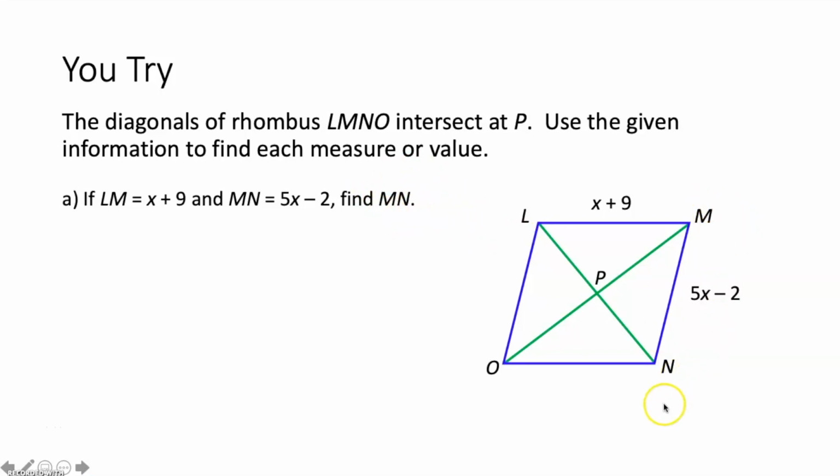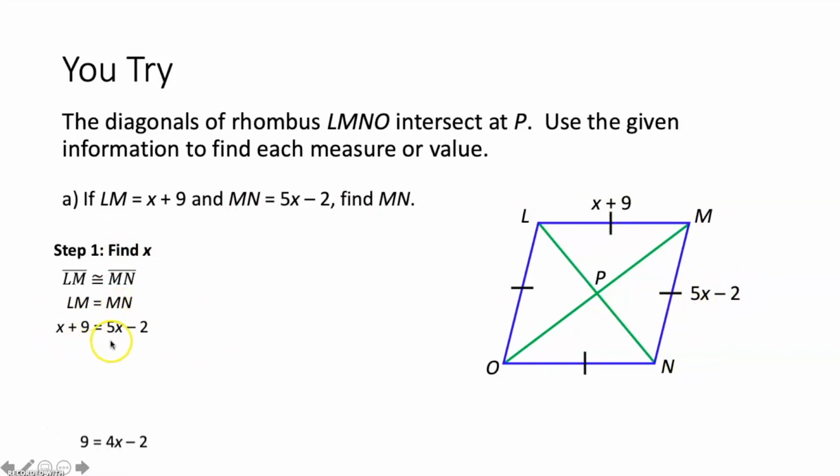So in order to find the measure of segment MN, we clearly just have to figure out what x is. So how do we set up an equation here? Well, I know a rhombus is a parallelogram where all 4 sides are congruent to each other. And if I know that all 4 sides are congruent to each other, I know that segment LM has to be congruent to segment MN, which means that their measures must be equal to each other. So I can just take the measure of segment LM, which is x plus 9, plug it in here, and then the measure of segment MN, which is 5x minus 2, and plug it in here. I can then solve for x by subtracting x on both sides, adding 2 to both sides, and then dividing both sides by 4. I get x is equal to 2.75.